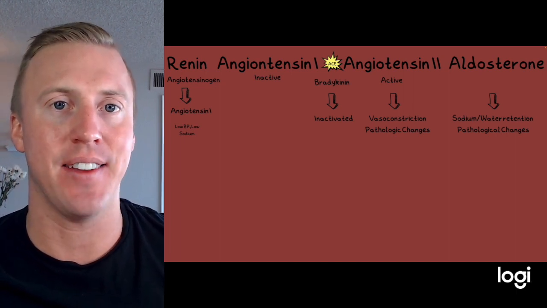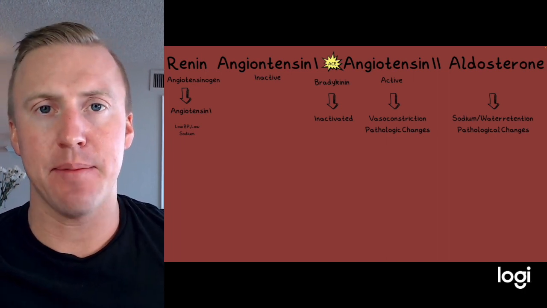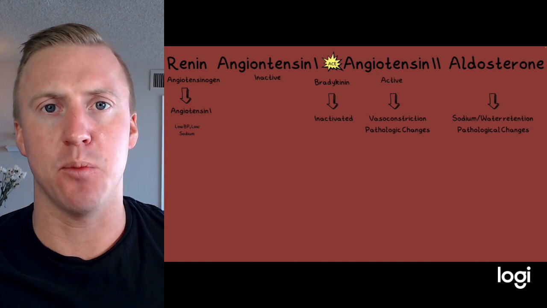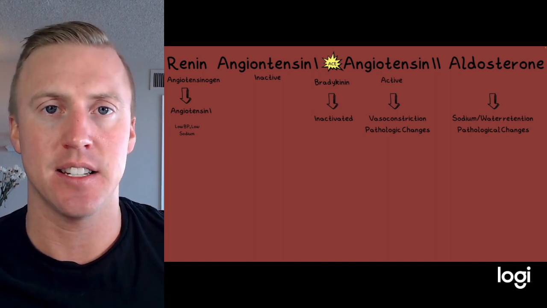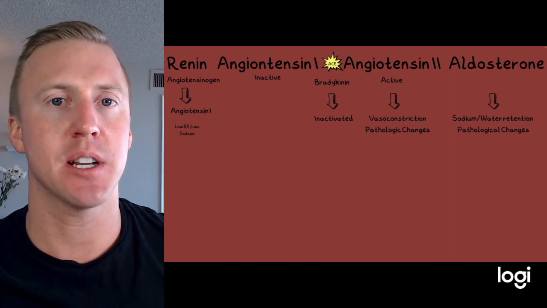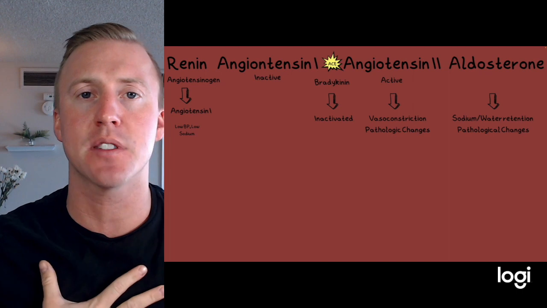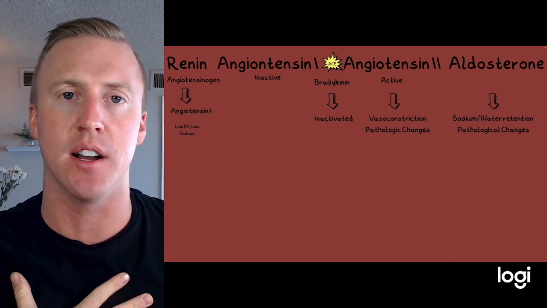Angiotensin 1 is inactive, and it needs to be activated into angiotensin 2. The enzyme that is going to convert angiotensin 1 to angiotensin 2 is ACE, or the angiotensin converting enzyme. That's why when we talk about ACE inhibitors, it blocks this effect. Now, ACE is found throughout the body, but mostly a high amount of it is found in the lungs.